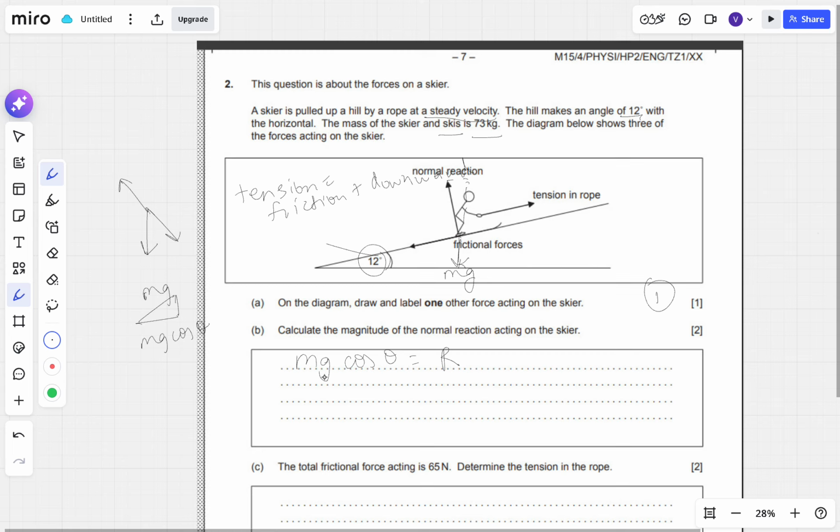That's why it's in equilibrium. The upward and downward force are equal. Over here, m is basically the mass, so this is 73 kgs. In most papers, g will be 9.81. And there'll be cos, and over here the angle is 12, so 73 into 9.81 into cos 12, and this will be equal to R. So R would be, if you calculate it real quickly, approximately 700.48, and over here we have 2 SF, so it'll be 700, and because the force is in newtons, it'll be 700 newtons. This is the SI unit.